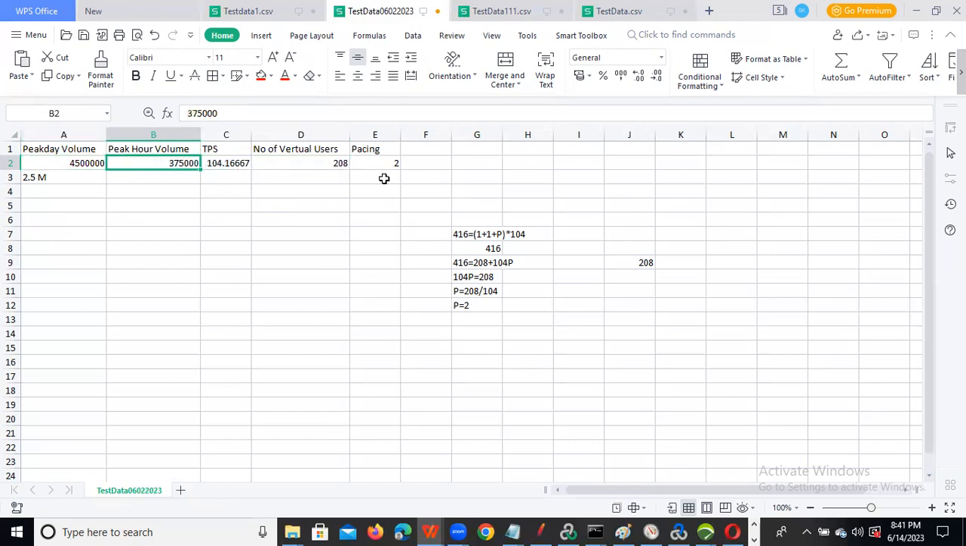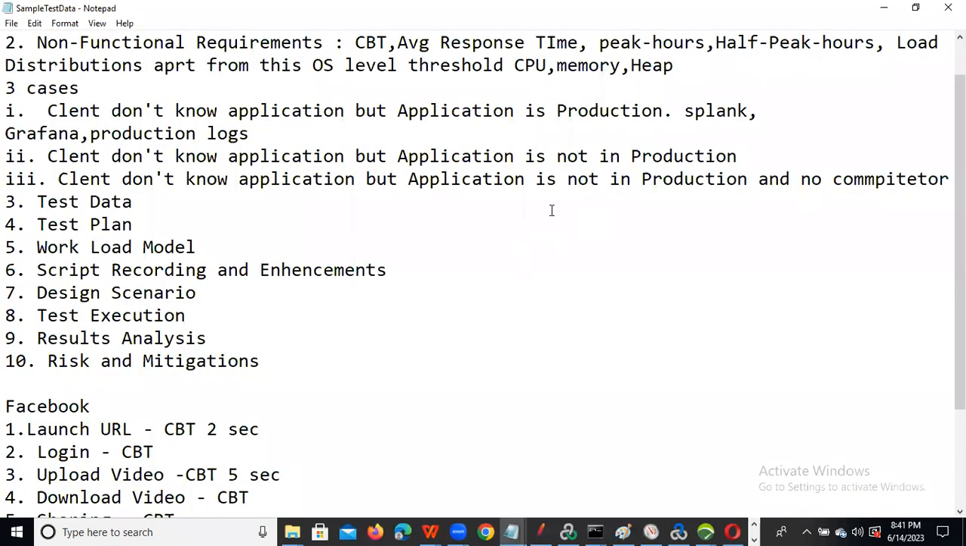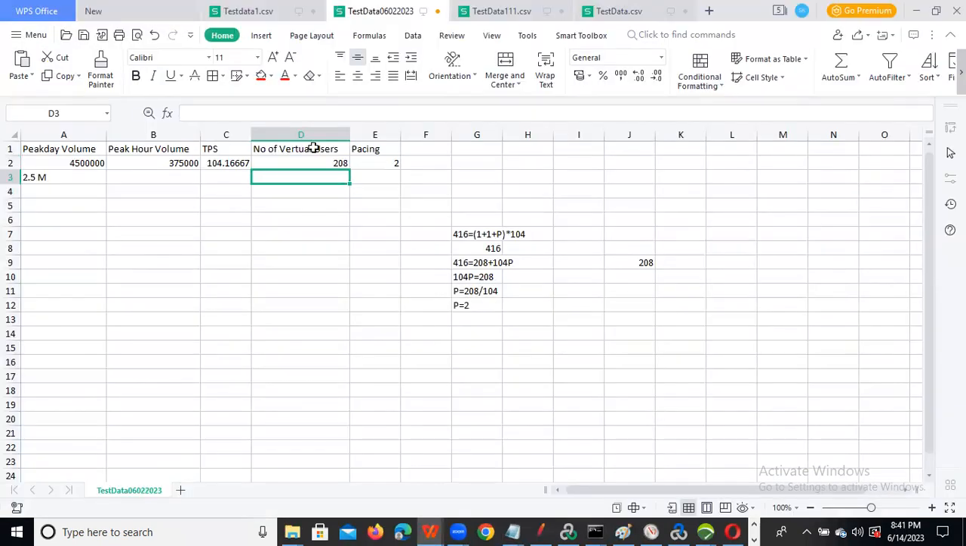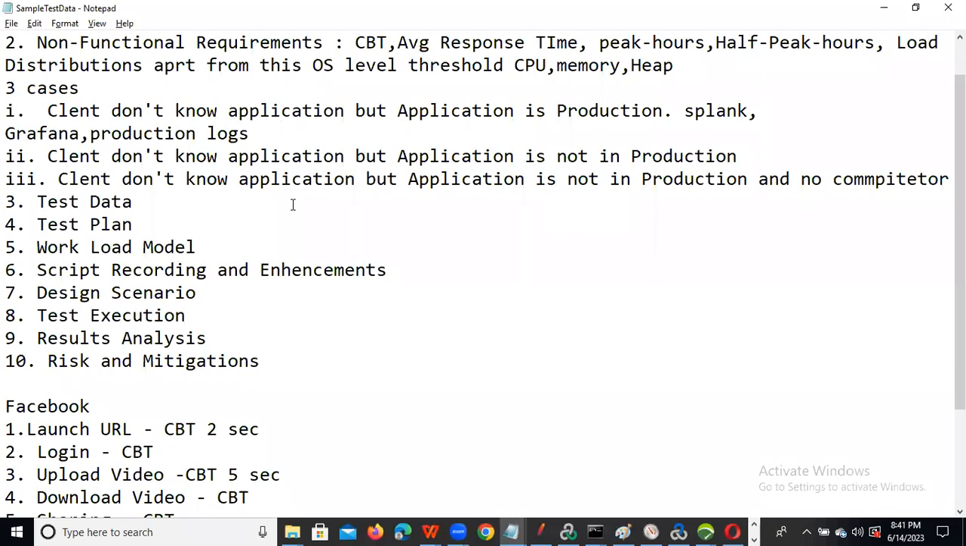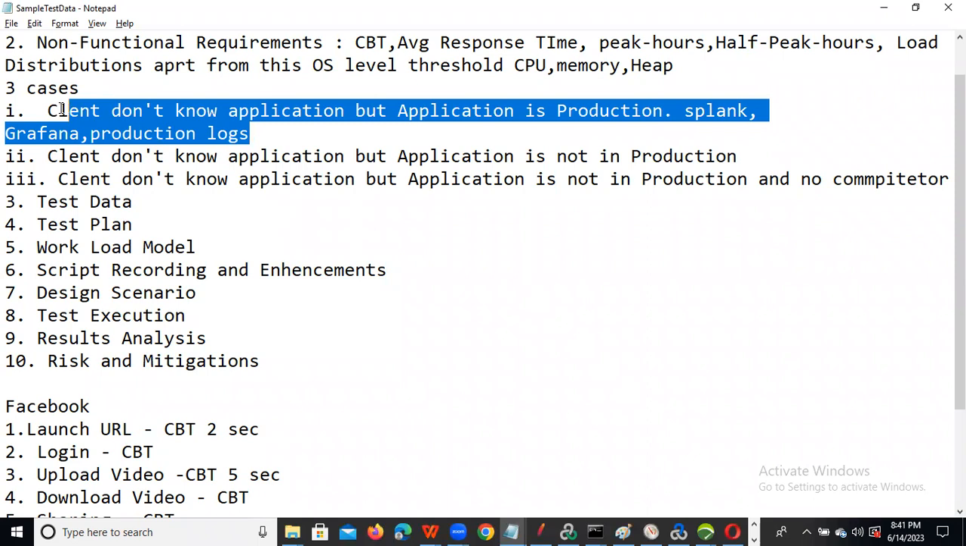Now for load distribution, you identified one scenario. This is the one scenario. In the same way, you need to do it for every scenario and find the number of users. Is it clear, everyone? Don't think too much. When we come to the calculation of the workload model, I will explain all these calculations very clearly.